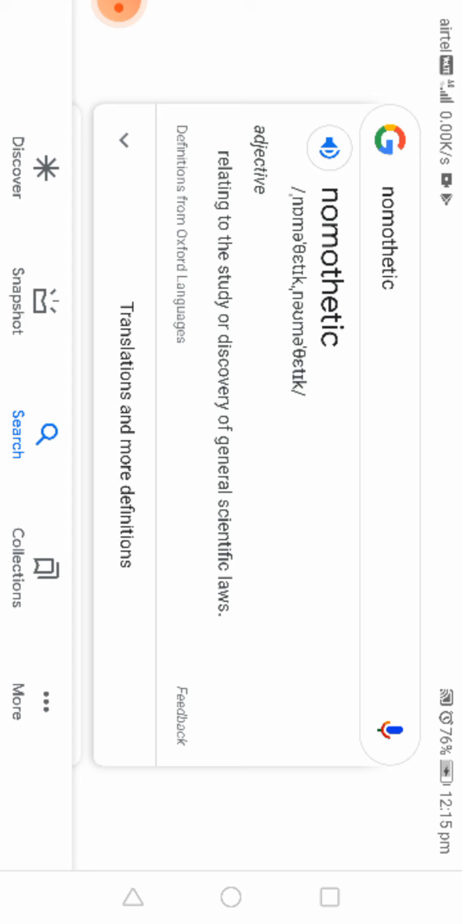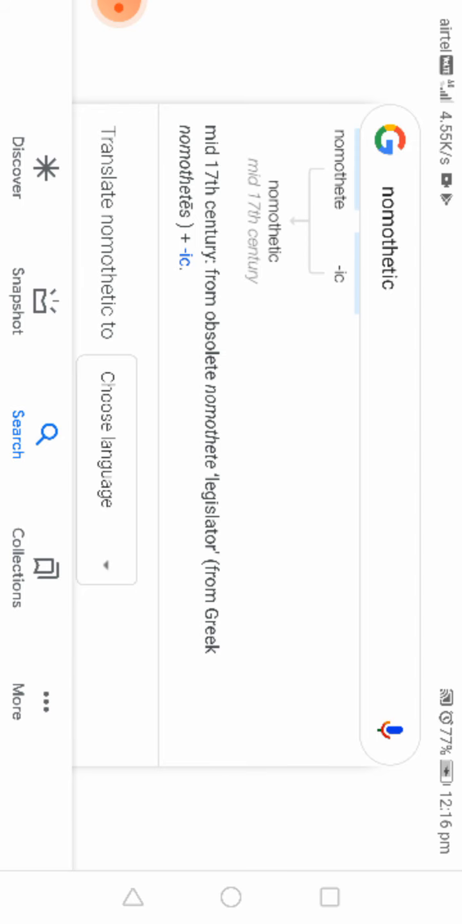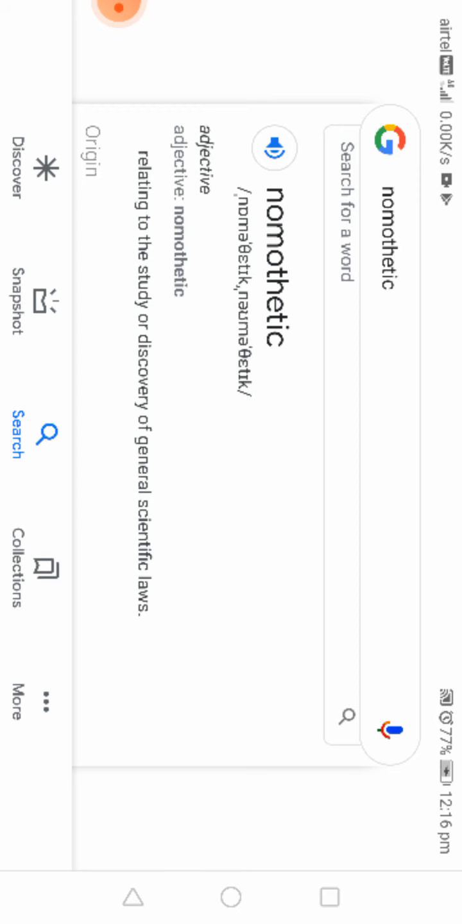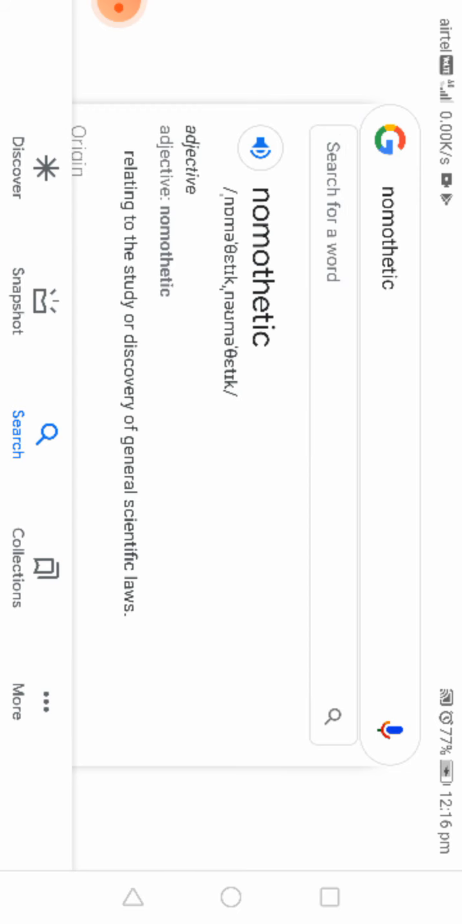That's what it said here. Any approach of experiment or any approach of study which seeks to establish general laws and principles governing the subject. So relating to the study of general scientific laws, discovery of general scientific laws.